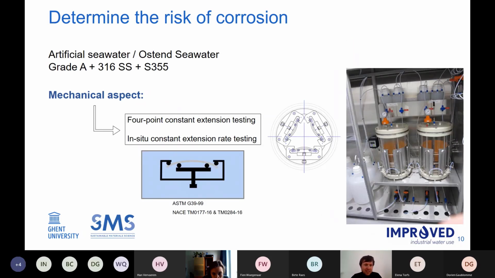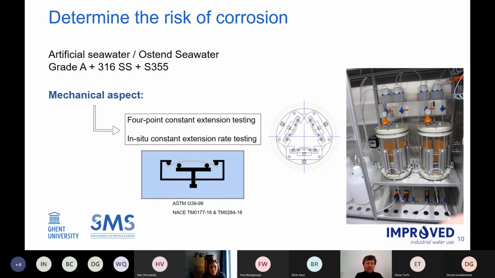Next we go to the mechanical aspect. I explained the SSRT testing, so the tensile testing, but here we will also use standardized four-point constant extension testing. Here we will put materials under stress in a container. You can see the containers on the right, and in these containers we have full control of the environment. After one month of exposure, we will take the samples and go to the SEM, the scanning electron microscope, to see if we have some cracks or some pits formed or if some damage happened. And in this way we'll try to understand the mechanism and to improve it so that corrosion no longer takes place.